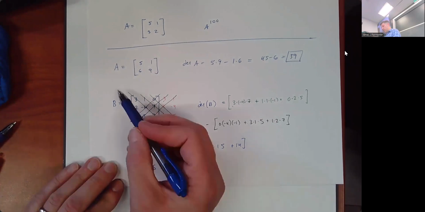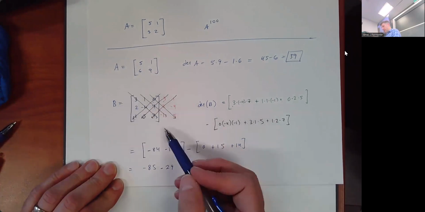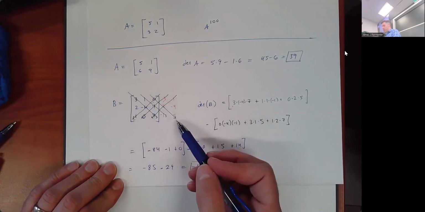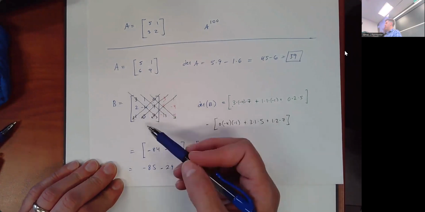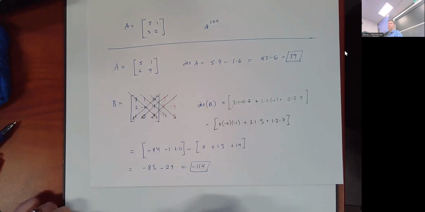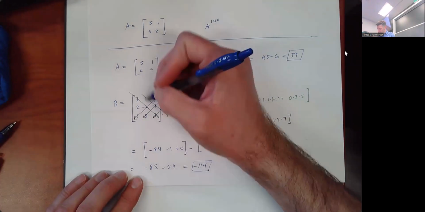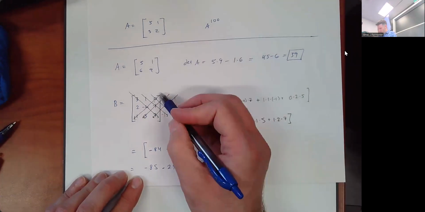So you multiply this product, add them together, then multiply the other products and subtract them off. Just be careful, make sure you line things up correctly so that you're not multiplying the wrong things together. So it's this diagonal, this diagonal, this diagonal, this diagonal, this diagonal.